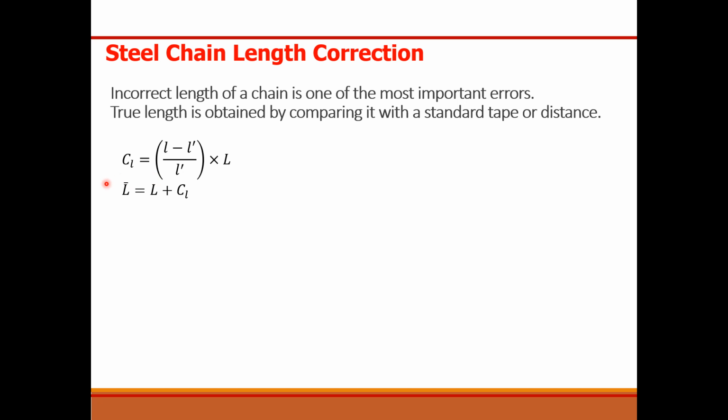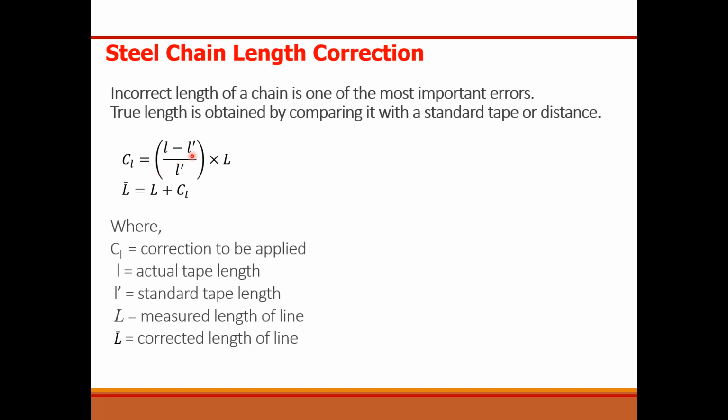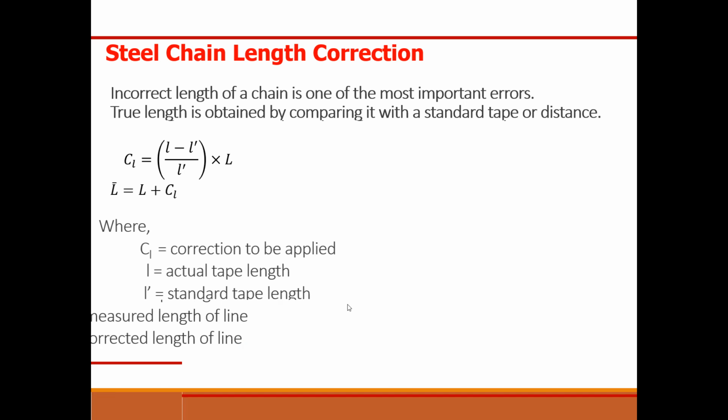Its mathematical formula is CL equals (L minus L dash) over L dash, times L, and L bar equals L plus CL, where CL is the correction to be applied, L is the actual tape length, L dash is the standard tape length, L is the measured length of the line, and L bar is the corrected length of the line.